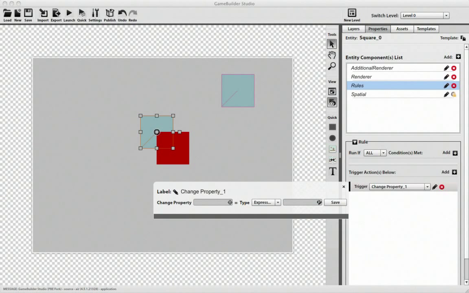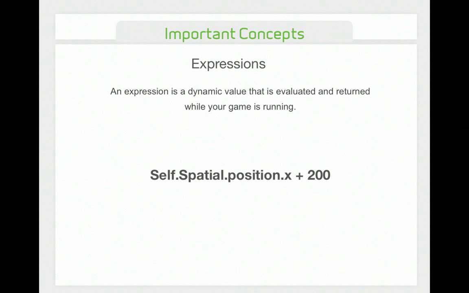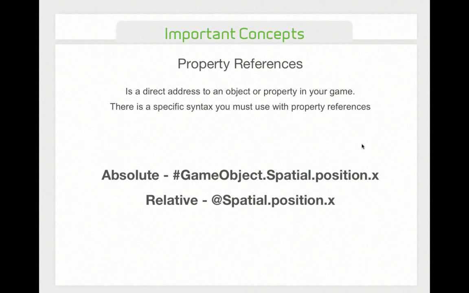Now, property references are not necessarily dynamic. They are more of just static addresses of where properties exist inside your game. So the syntax for a property reference is different than an expression.